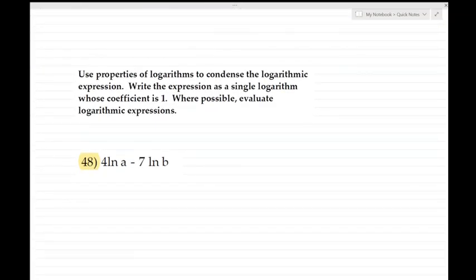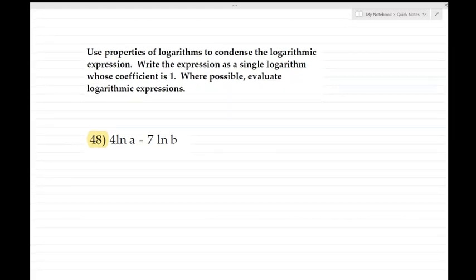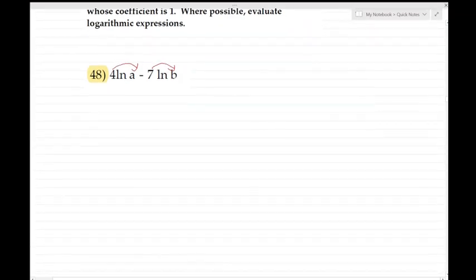Next, we want to use properties of logarithms to condense the logarithmic expression. Write the expression as a single logarithm whose coefficient is 1, and where possible we want to evaluate the logarithmic expression. So to start, we want to bring the number in front up as a power. We're using kind of the reverse property that we just did a second ago.